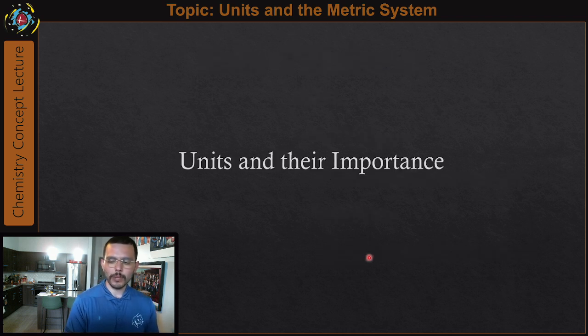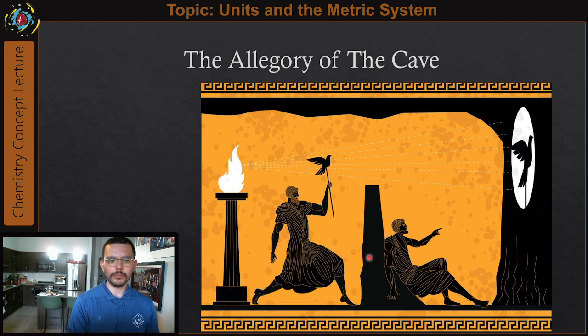So to start, we'll talk about units and their importance. Here we have an image of the allegory of the cave, which describes how one man chained to a wall cannot really truly experience the world, so he sees it through however the second guy is showing it to him. In this case, he is seeing a bird reflected on the wall off of sunlight. This is a philosophical topic, but what I think is interesting is that it still applies in chemistry.